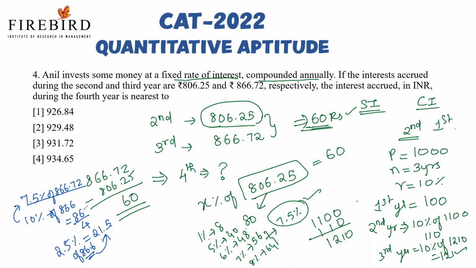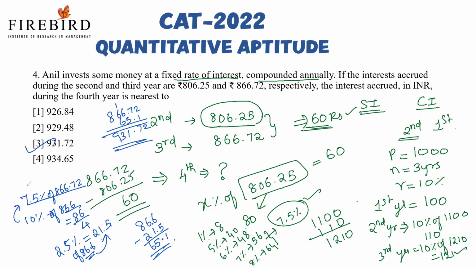So what you have to do is subtract it from 86.6. 86.6 minus 21.5 gives 65.1. Okay, see, if you add 866.72 plus 65.1, you'll get 931.72. That is your answer.